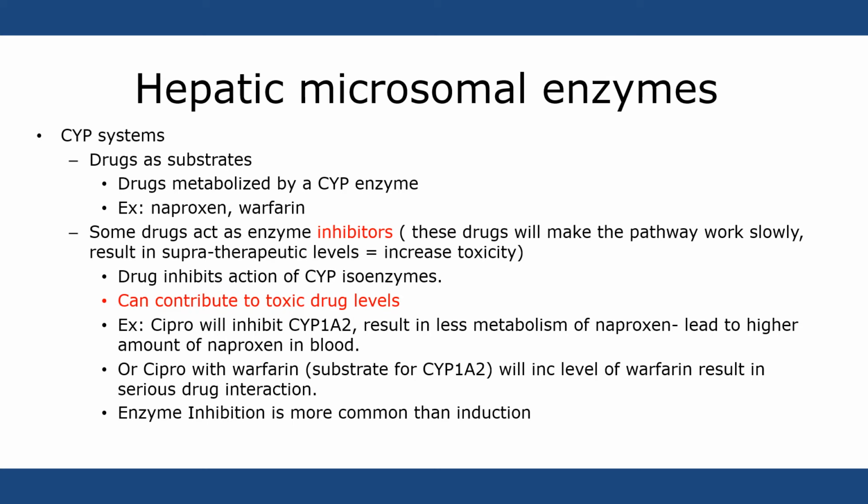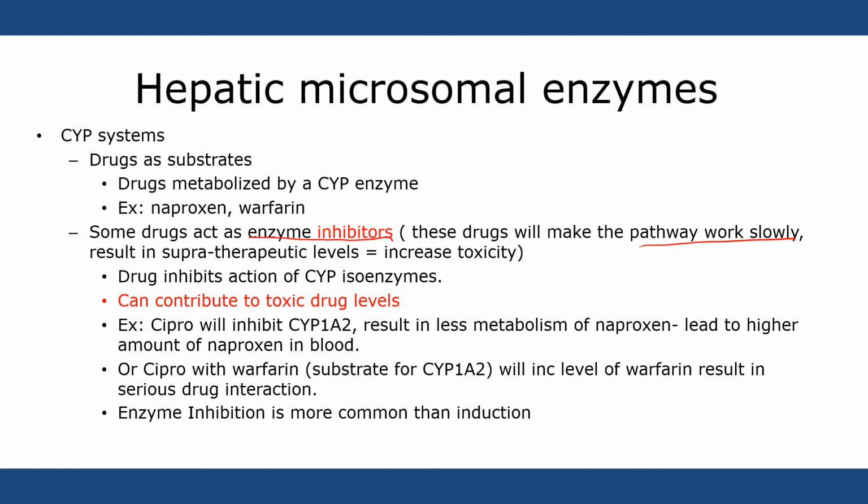So the example I have here is, I know it's a busy slide, so bear with me. I'm going to give you guys two examples. One is where the drug acts as an enzyme inhibitor, and the second one would be an inducer. Inhibit means I'm going to slow down, I'm going to stop, right? So what are we slowing down? Well, metabolism. These drugs will make the pathway work slowly. It's going to slow down the process. The metabolism pathway will slow down.